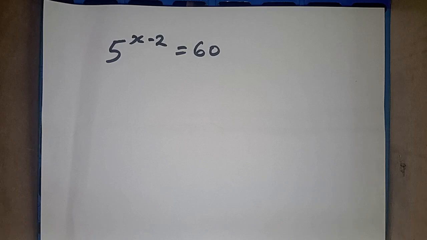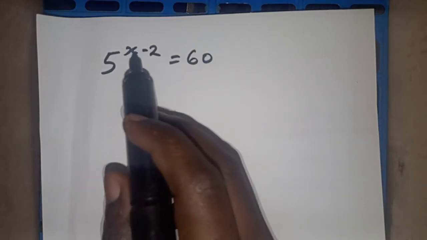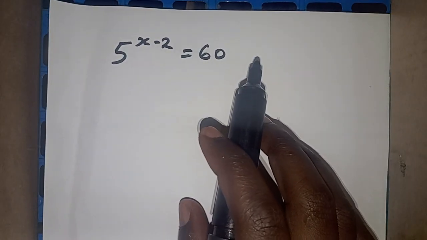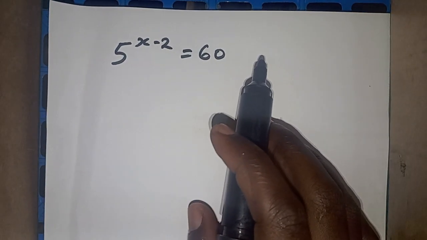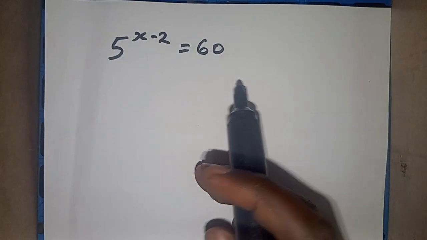Welcome to another video. Today we have the exponential equation 5 raised to x minus 2 is equal to 60. I'm going to take you through step by step to the final solution.